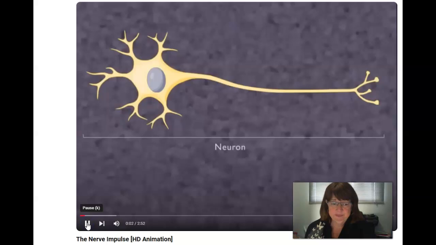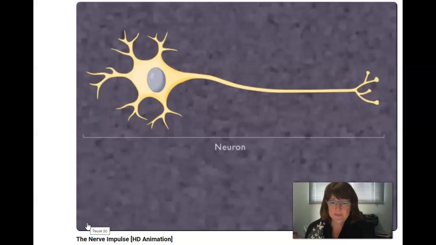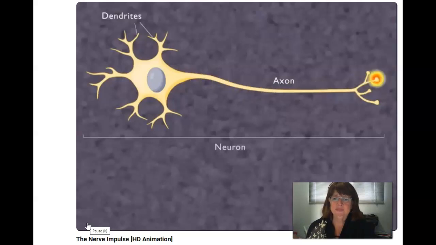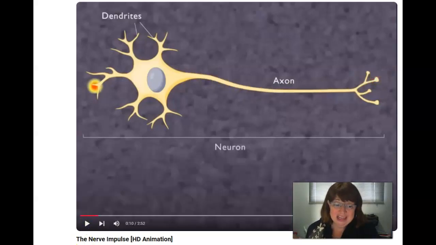A nerve impulse is an electrical current that travels along dendrites or axons due to ions moving through voltage-gated channels in the neuron's plasma membrane. Okay, that's the introduction.